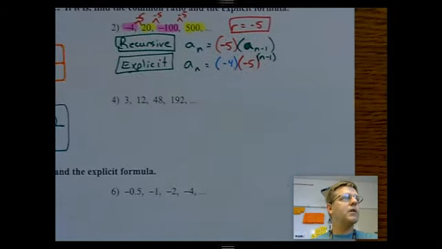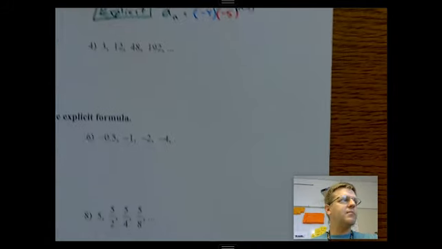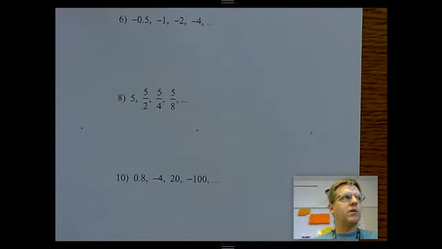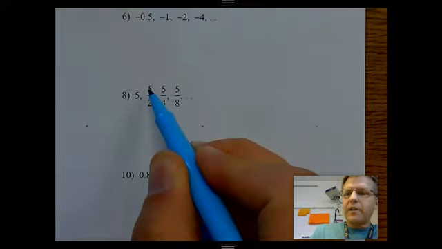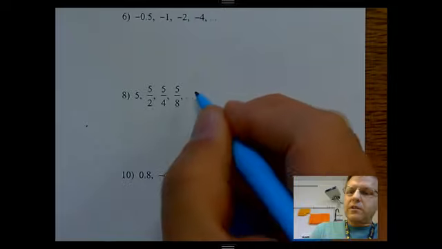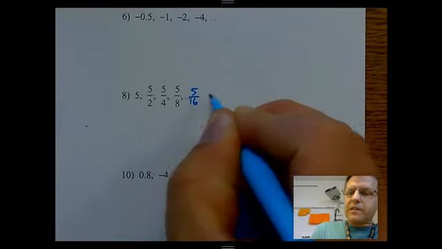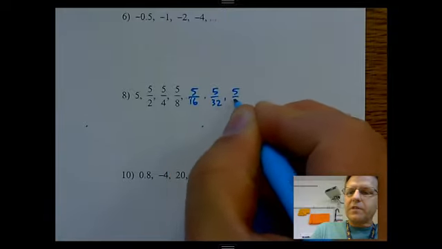Okay, let's do one more. Let's do number 4. Oh, is there one that gets smaller? Let me look for one that gets smaller. Oh, maybe we should do number 8. Number 8's kind of tricky. There we go. So what is going on with 8? We have a 5, then a 5 halves, then a 5 quarters, then a 5 eighths. So we know what the next one's going to be. It's going to be 5 over 16, and then it's going to be 5 over 32, and 5 over 64.